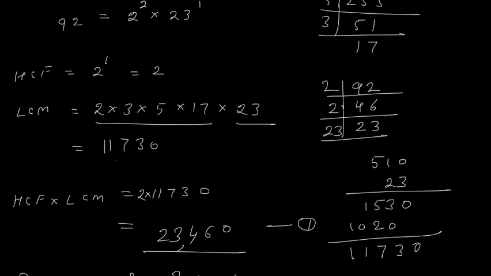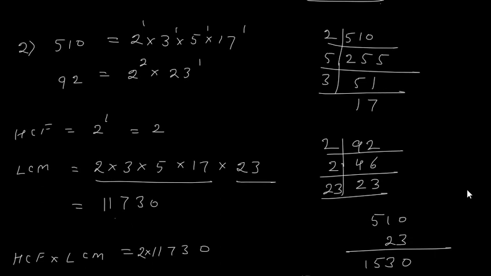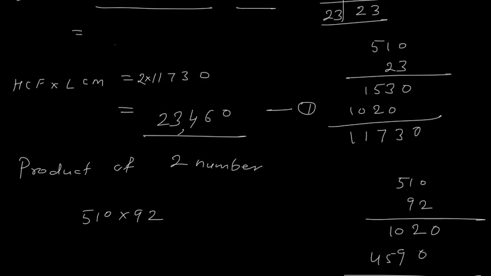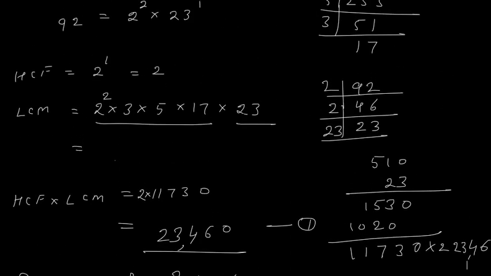What a mistake I have done? The mistake I have done is I have to take the highest power for LCM. So here it is 2 power 2. That means this 11,730 I have to multiply by 2. So it will be 11,730 when it is multiplied by 2. So this is 0, this is 6, this is 4, this is 2, 1, 2, 1, 3 and 2. 23,460.